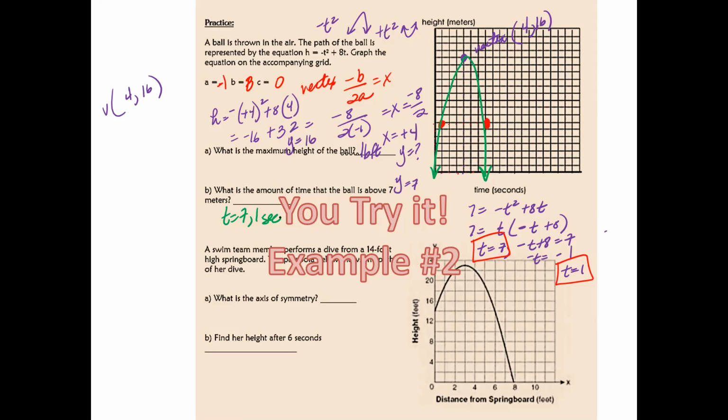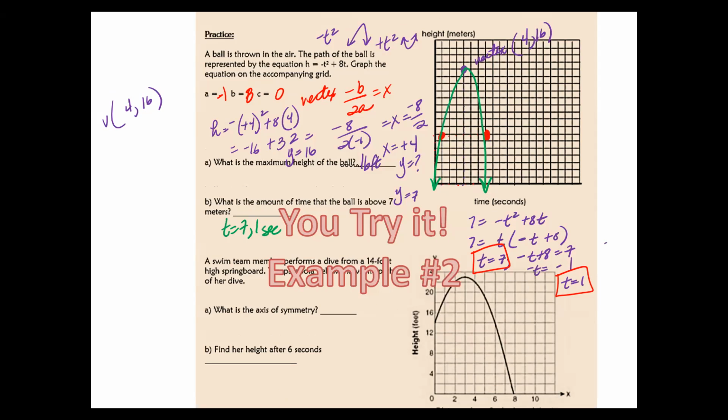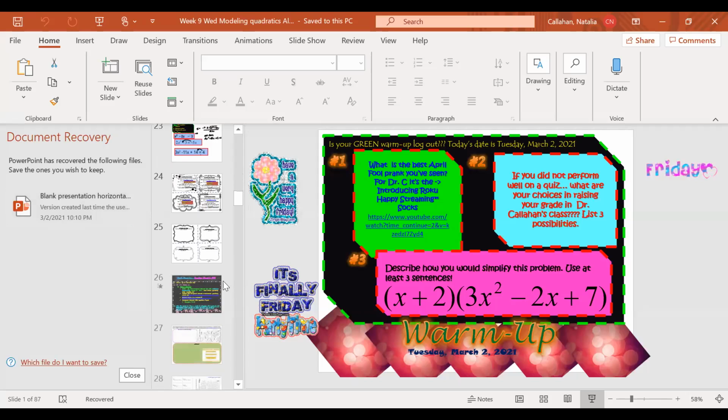All right, so looking at the next one over here, it says a swim team performs a dive from a 14-feet pole. I'm actually going to modify this a little bit so that it's a little bit easier for us to see.